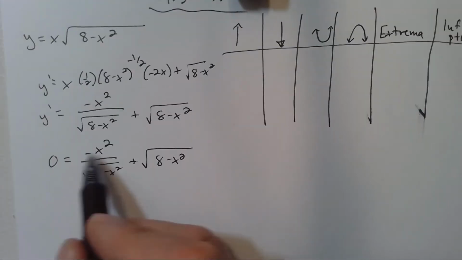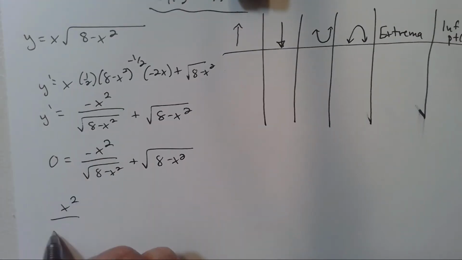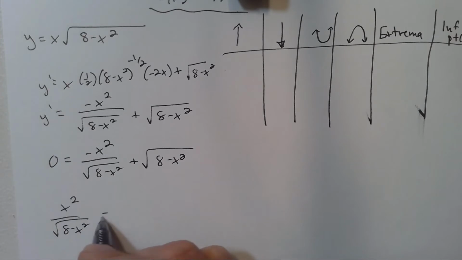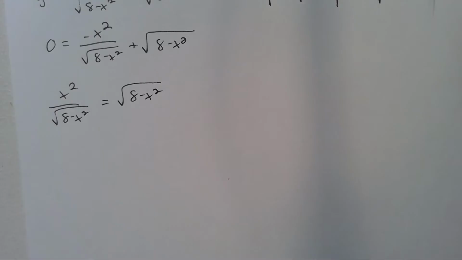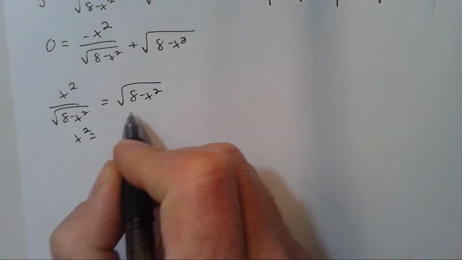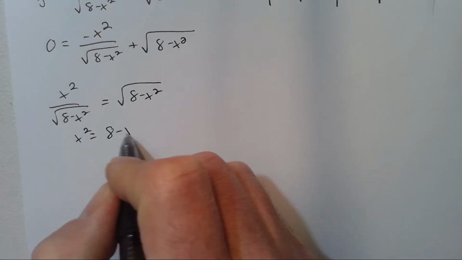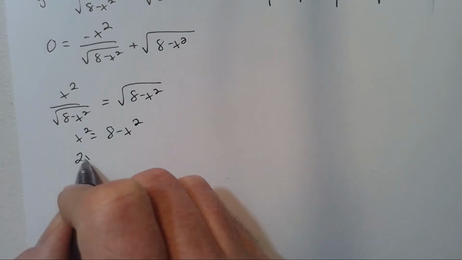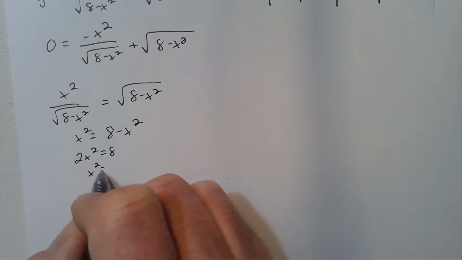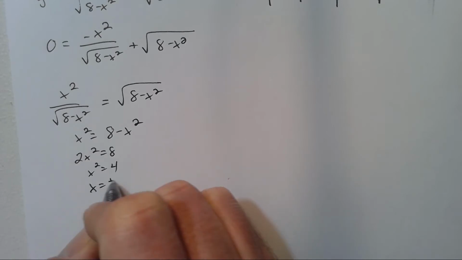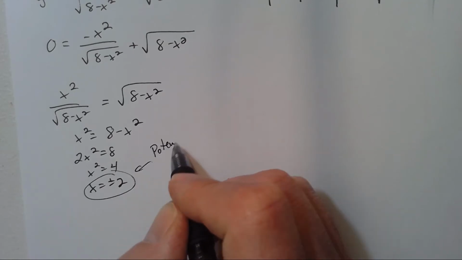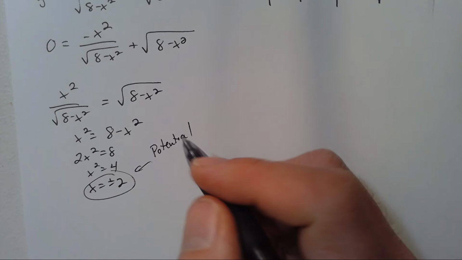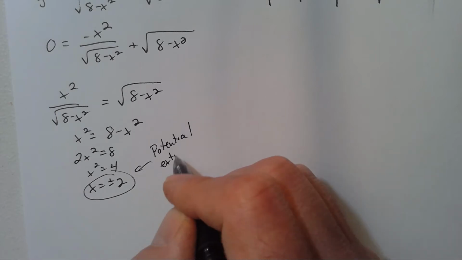So I'm going to add this to the other side. So x squared over square root of 8 minus x squared equals the square root of 8 minus x squared. And then I can just multiply by the square root of 8 minus x squared. So x squared equals, that times that is just 8 minus x squared. So 2x squared equals 8, x squared equals 4, so x equals plus or minus 2. So these are potential x values, critical points. I'll call it extrema.